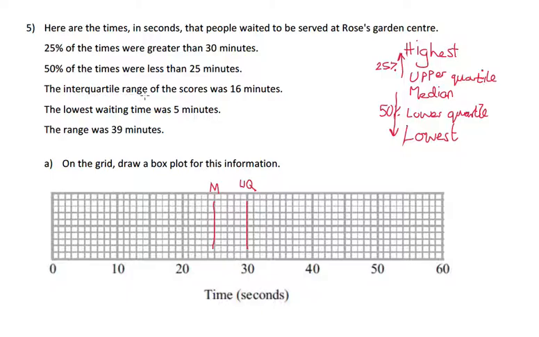And then it says the interquartile range of the scores was 16 minutes, so that means the interquartile range is the difference between the upper quartile and the lower quartile. So that difference was 16 minutes. We already know the upper quartile was 30. So we can work out the lower quartile by taking away the range between them. Taking away 16, and we're left with 14. And that's the lower quartile.